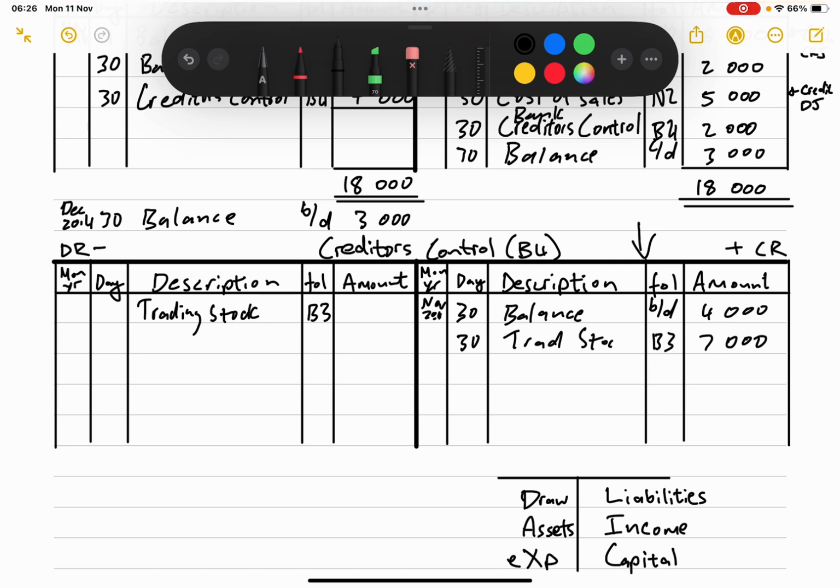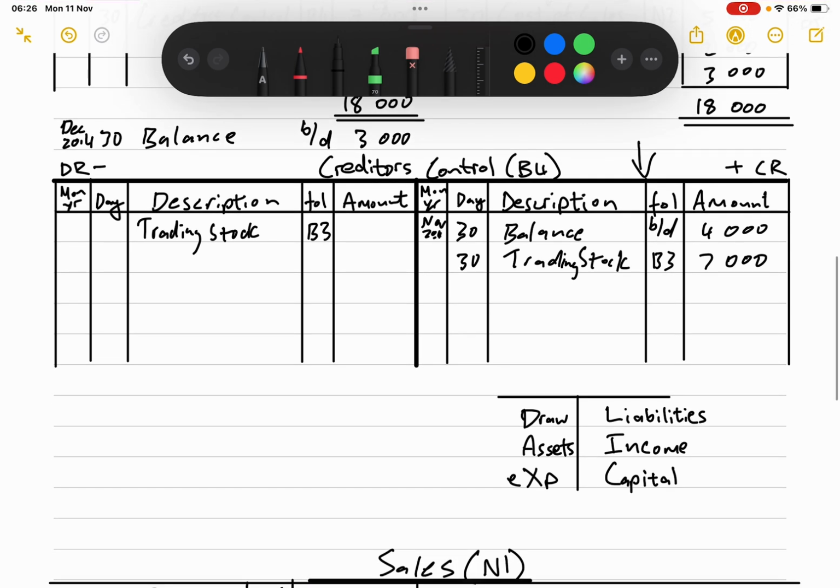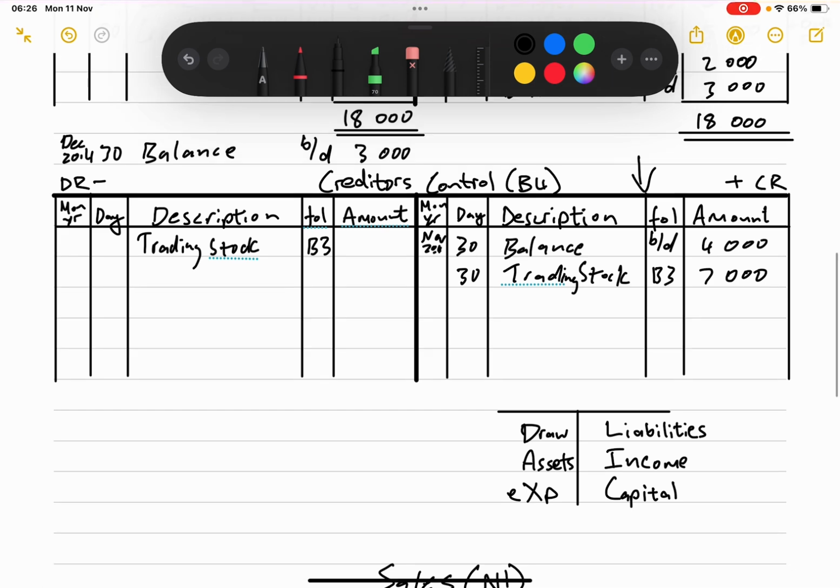Okay, so for your trading stock, again, assuming that we only buy trading stock from these people. If we let's say bought consumable stores from these people, for example, like cleaning supplies, then that would be here as well. But in this case we don't. But if we did, it would be consumable stores, and then if we make a return, the consumable stores will be here as well. Cool.